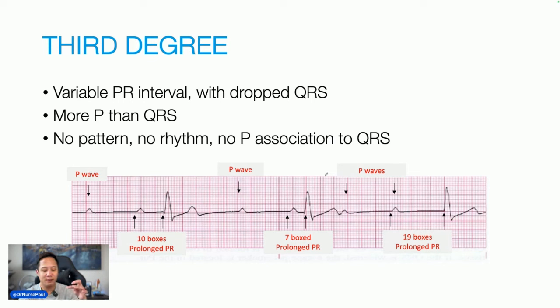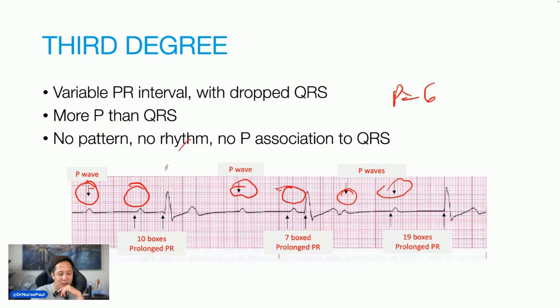1, 2, 3, 4, 5, 6. Who said 7? I've only seen 6. My goodness, y'all. How many QRSs did you see? There's 6. Okay. Somebody said 3, somebody said 6, somebody said 7. I'm going to count it for you guys. P wave, P wave, P wave, P wave, P wave. Actually, 5. Oh, here, 6. That's your P's. P's, 6. How about QRS?